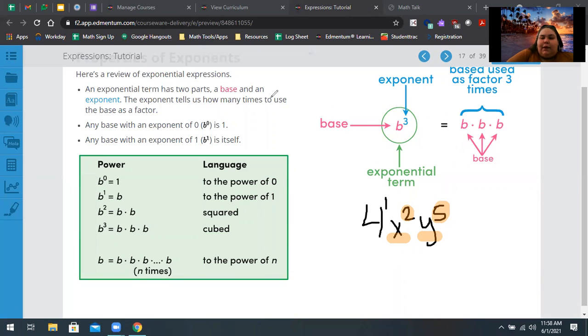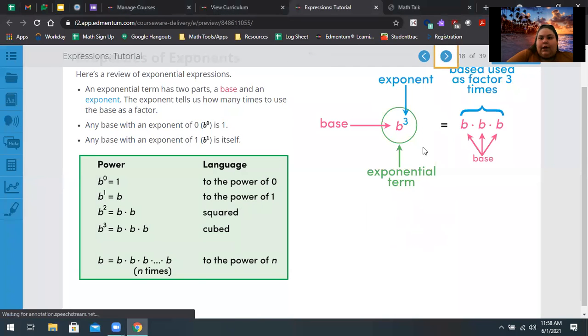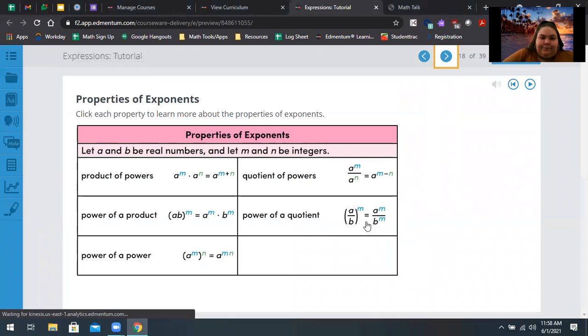But anything to the 1 power, we just prefer not to write the 1 there. Let's go ahead and move on to slide 18. So these are the properties of exponents. I highly suggest that you write these down in your notes because they're going to be super handy when we look at the next couple of slides.